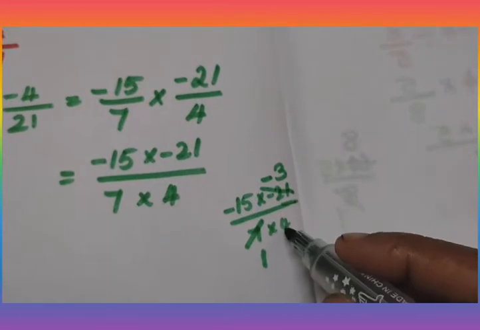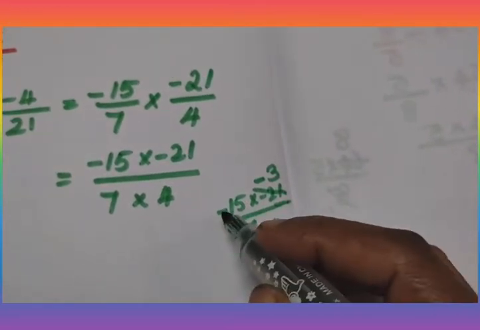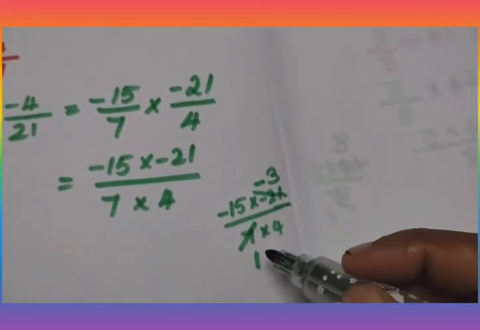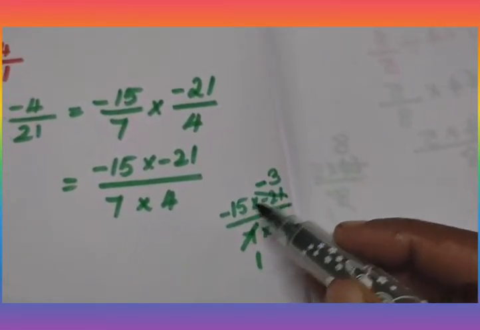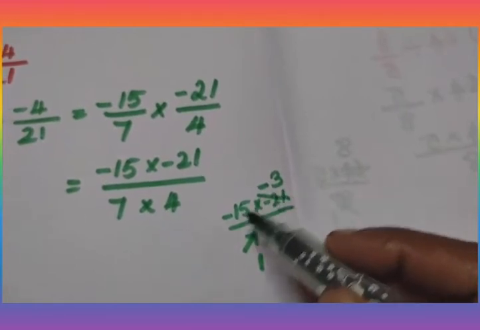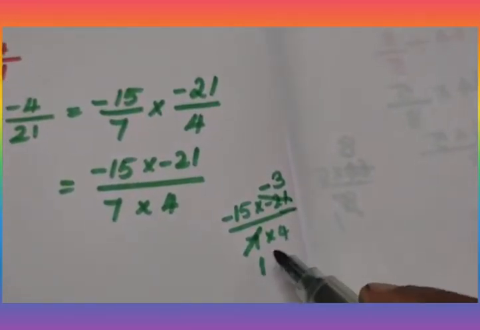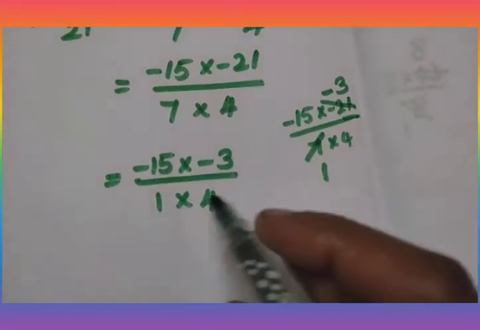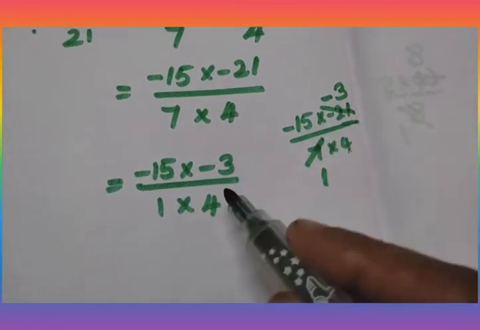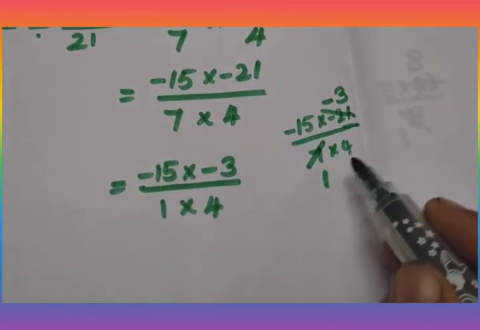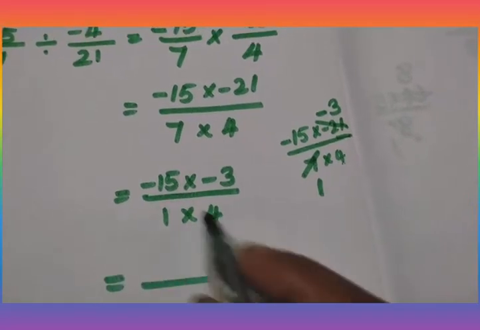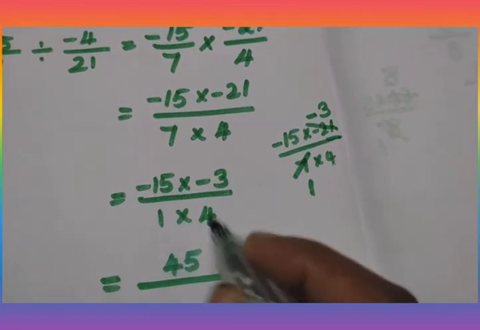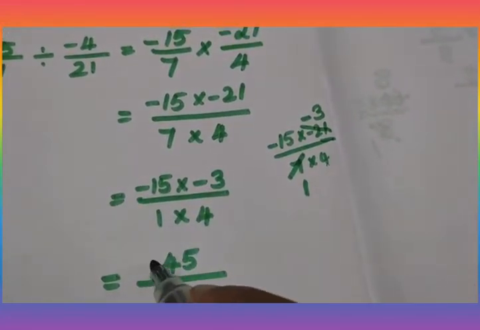Okay, then 4 is an even number. Here we can't divide 15 by 4 or 3 by 4. So whatever numerators we have remaining, just multiply and write. Whatever denominators we have, multiply and write in the denominator part. So in the numerator part minus 15 into minus 3, in the denominator part 1 into 4. Okay, so here 15 3s are 45, is it not? Then minus into minus is plus, 1 into 4 is 4.